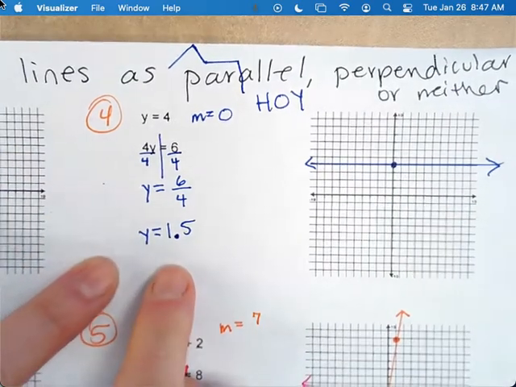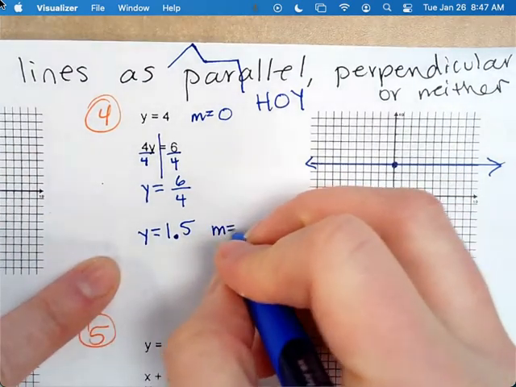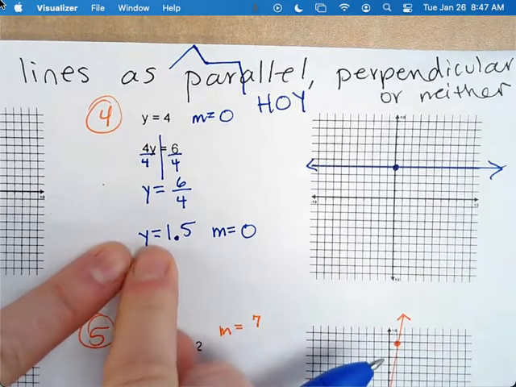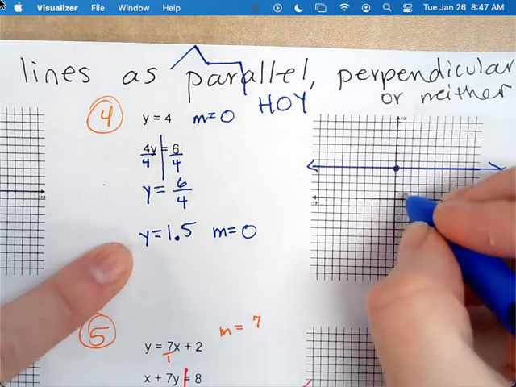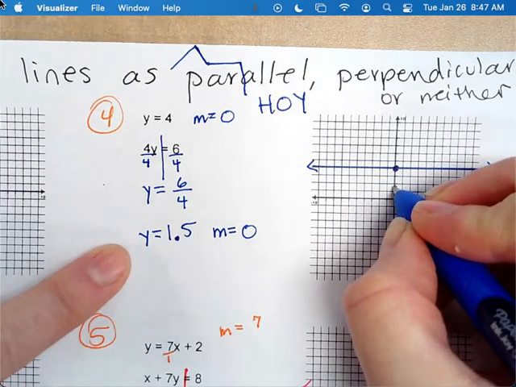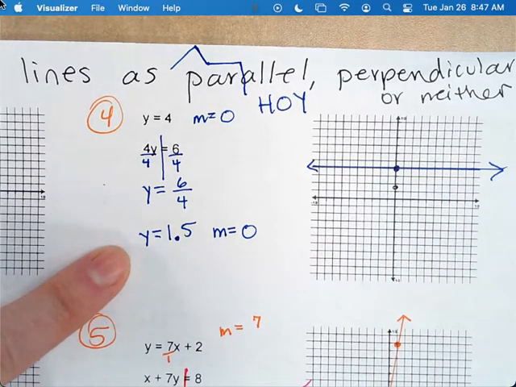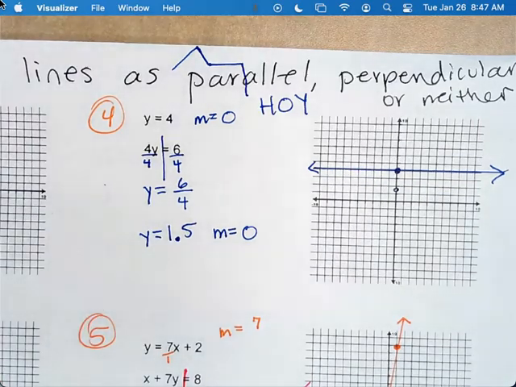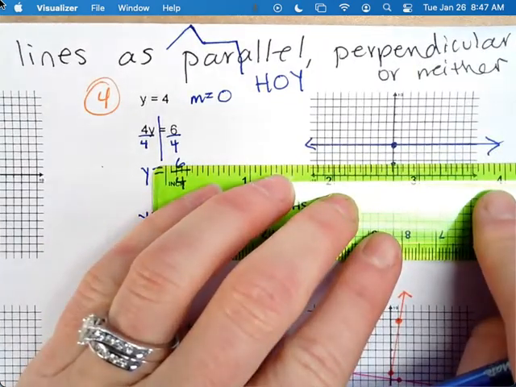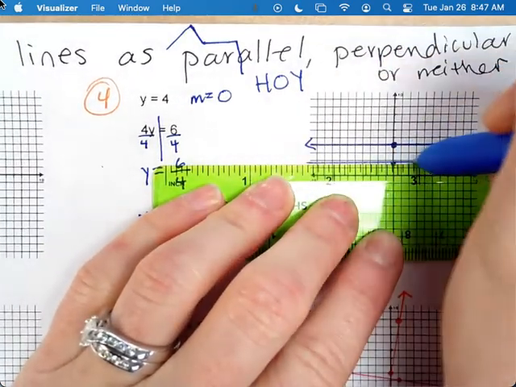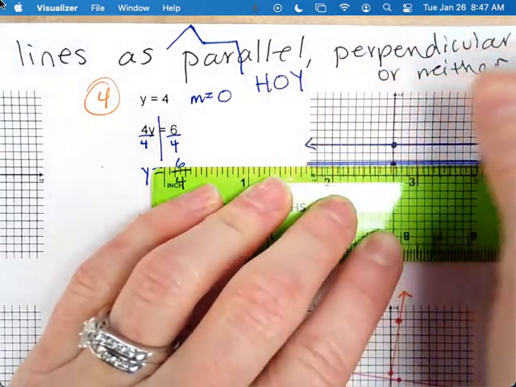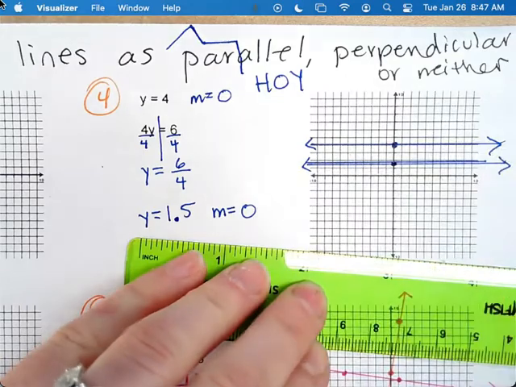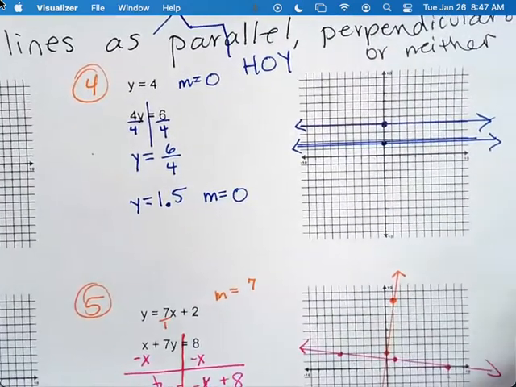So again, on this one, we have a 0 slope, and the y-intercept is at 1.5. So we are going to put a point at the y-intercept, so that's in between 1 and 2. And m equals 0, so it's going to be the 0 slope, horizontal line again. Mine looks really bad, but y'all get the idea, right?